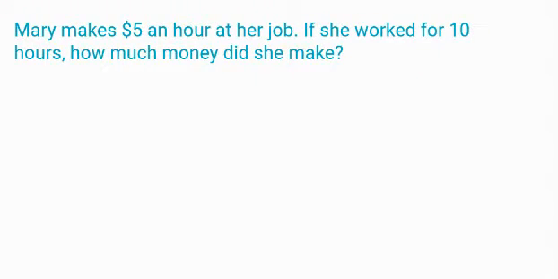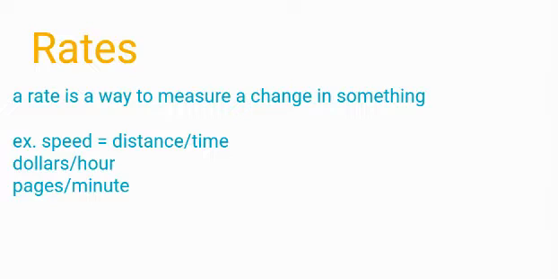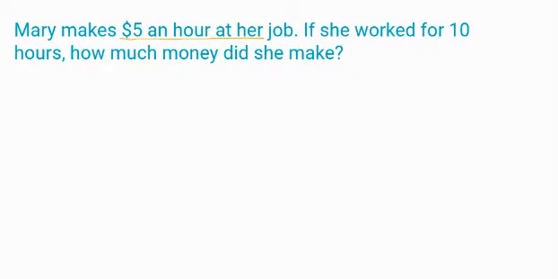For this problem, we're going to have to work backwards a little bit. So Mary makes $5 an hour at her job. So we know that this is the rate, $5 per hour. If she works for 10 hours, how much money did she make? So we're going to go back to the first formula for wage, so dollar per hour. For this problem, we know the rate is $5 an hour. And we know the time is 10 hours.